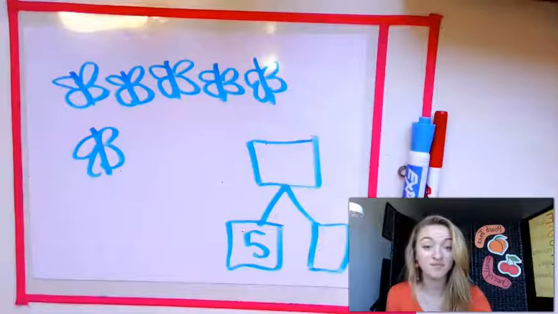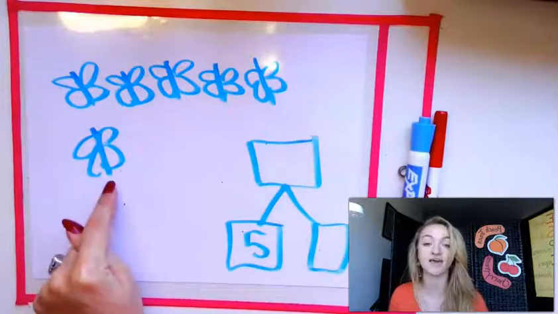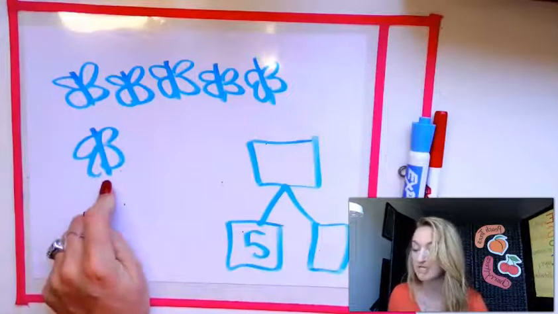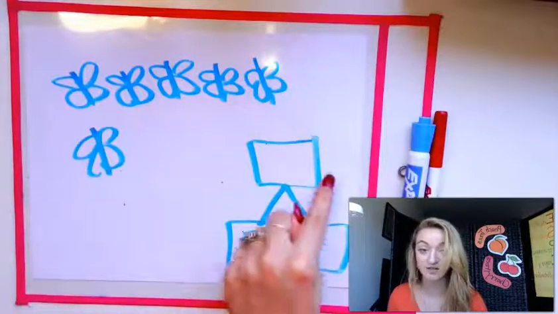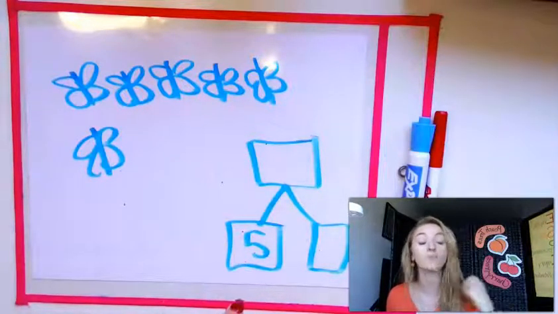For my butterfly problem, I did the same thing. I drew the butterflies just like they had them. I kept the row of 5 and then I added the other one down here. And then what I did is I also copied the number bond and I filled in the 5 because the problem already had the 5.